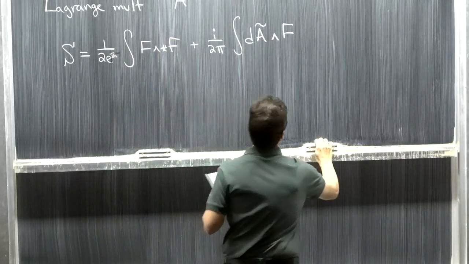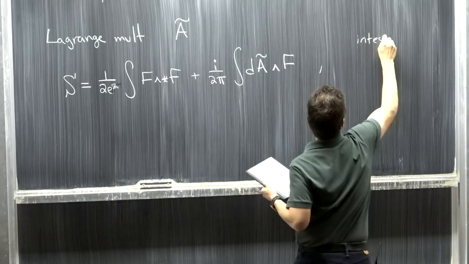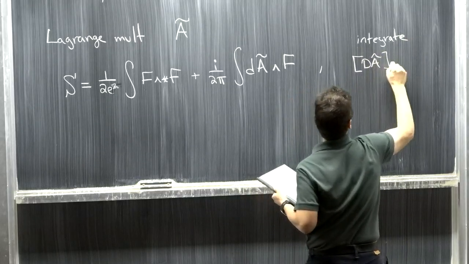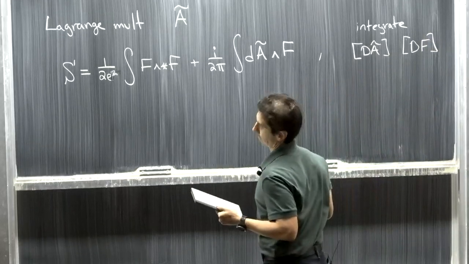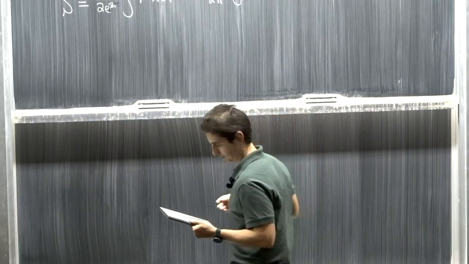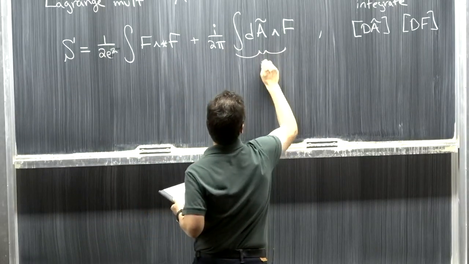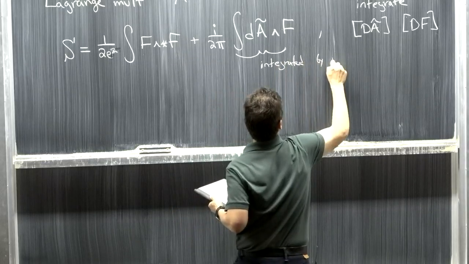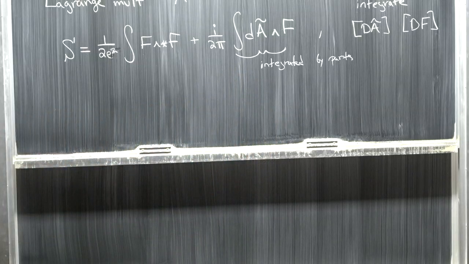Okay, and we're going to integrate dA tilde and dF. Here also I should say I integrated this term by parts. The Lagrange multiplier A tilde is supposed to enforce the equation of motion that dF is 0. So I moved the d onto A tilde.